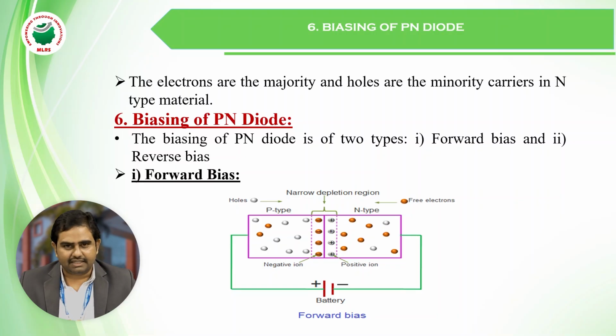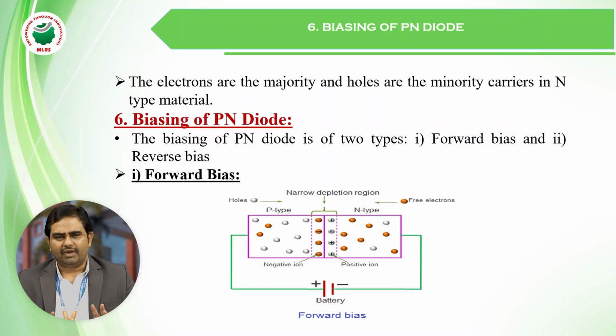Coming to the biasing of the PN diode, before that, what is the necessity of studying the biasing? Biasing is nothing but externally applying some voltage to the PN diode. If we don't apply any voltage to the PN diode, then we cannot use it, or it won't work. If we want to utilize its application, we need to apply some external voltage to the PN junction diode. That is called biasing.